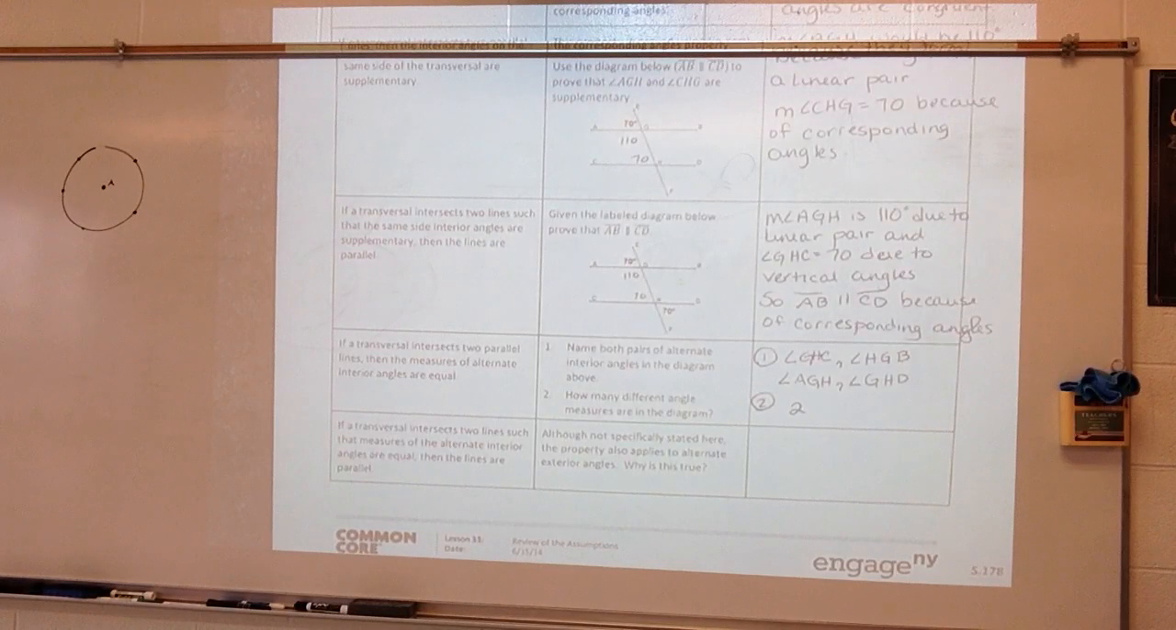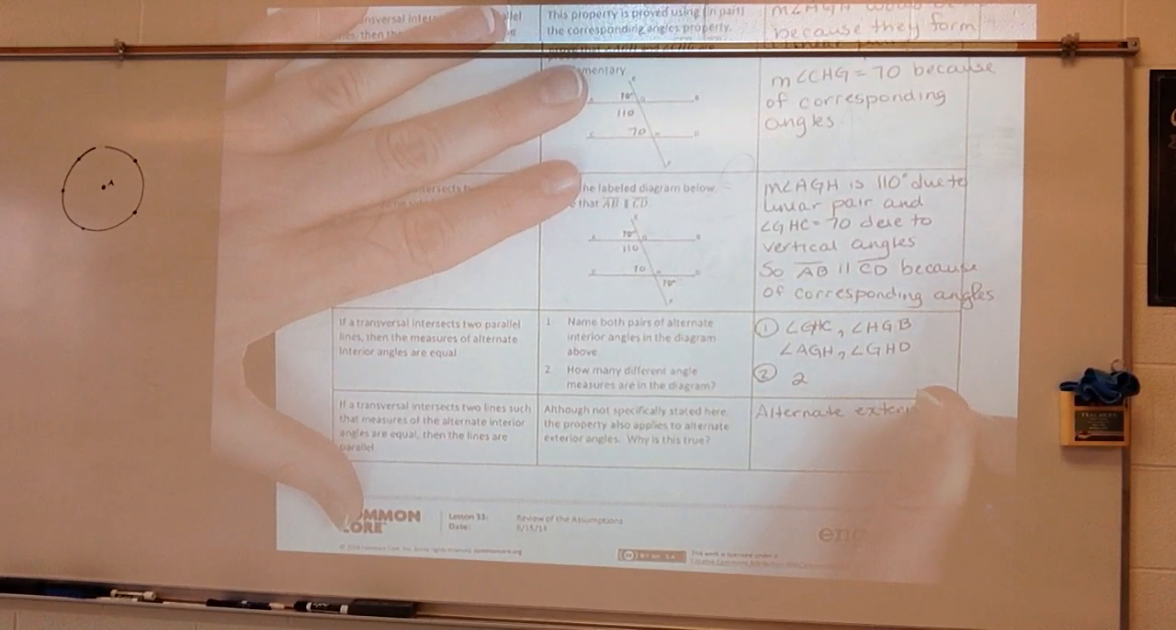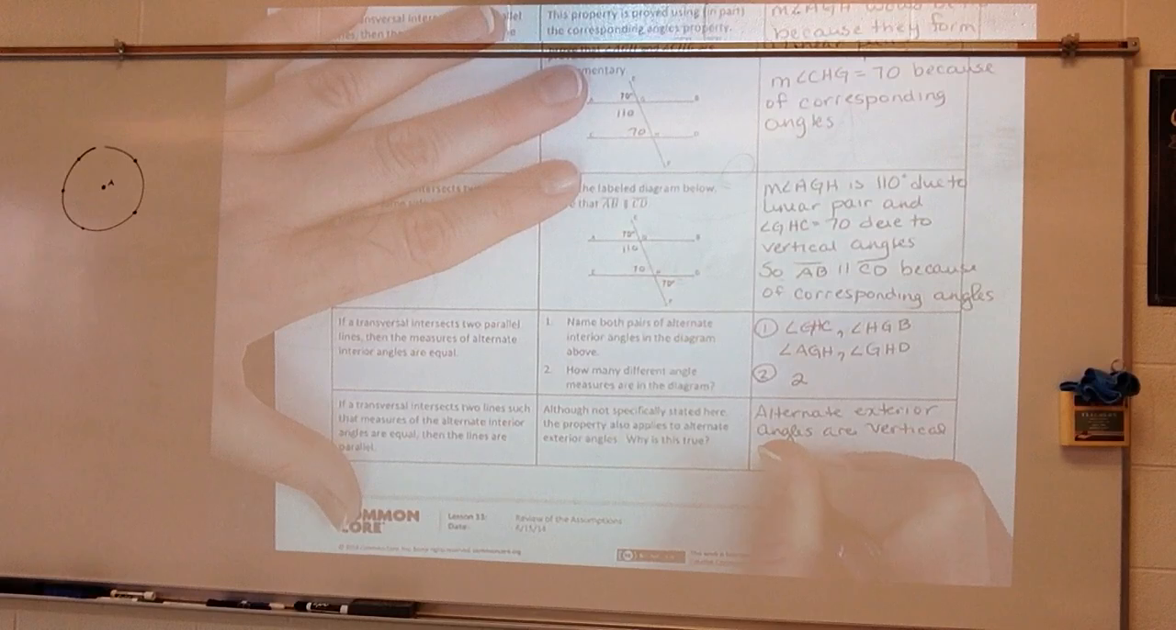If a transversal intersects two lines such that measures of the alternate interior angles are equal, then the lines are parallel. Although not specifically stated here, the property also applies to alternate exterior angles. Why is this true? Alternate exterior angles are vertical angles to the alternate interior angles.